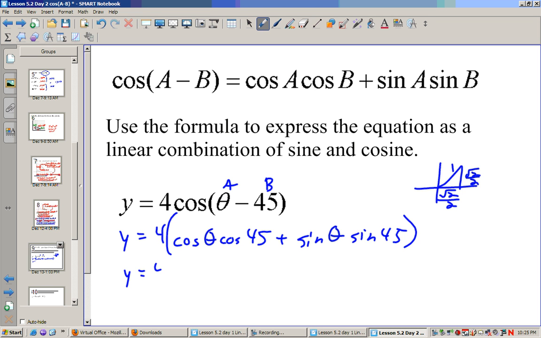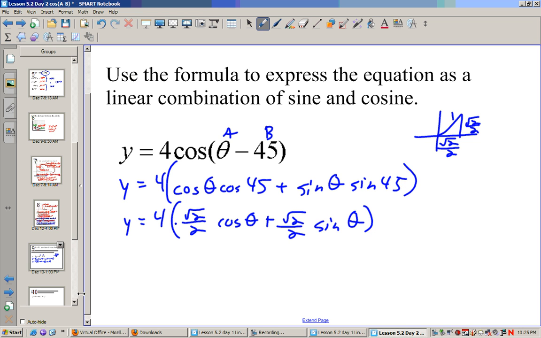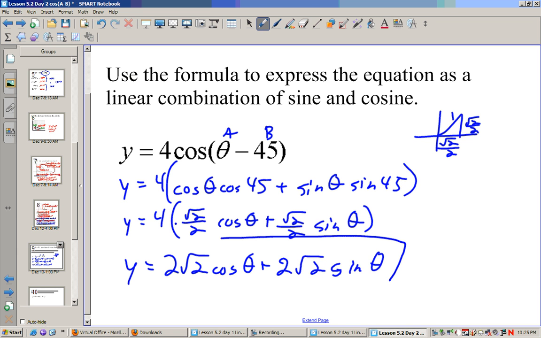So this is going to be y equals 4 times root 2 over 2 cosine theta plus root 2 over 2 sine theta. If I multiply this out, 4 times root 2 over 2 is just going to be 2 root 2. 4 times root 2 over 2 is also going to be 2 root 2. So this becomes, as a linear combination of sine and cosine, 2 root 2 cosine theta plus 2 root 2 sine theta.